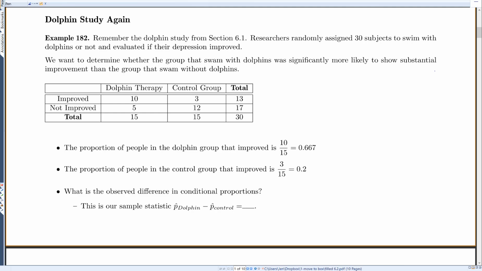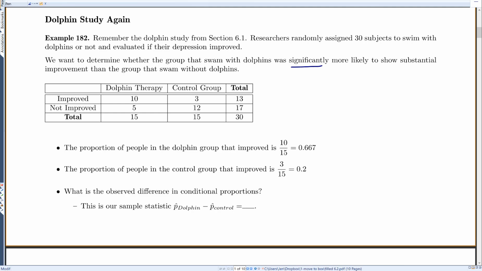We want to determine whether the group that swam with dolphins was significantly more likely to show substantial improvement than the group that did not swim with dolphins. Just like we've been doing for this entire course, we're trying to say, okay, there's a difference, but is that difference statistically significant? Would it have happened just by chance?